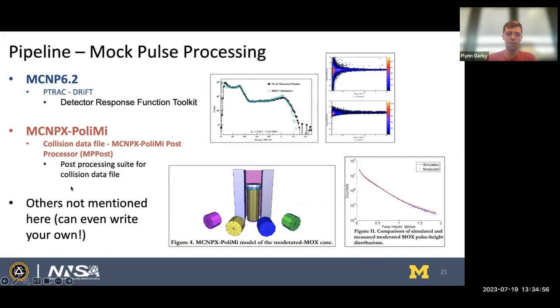But we can process the simulated data file into a scaled detector response. And you see a model here that was then used to produce this pulse height spectrum between simulation and measurement for a mixed oxide fuel. Again, you can write this on your own with some concepts we'll describe here, but it is nice to have a package available.